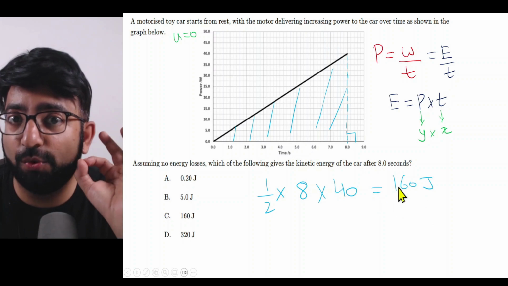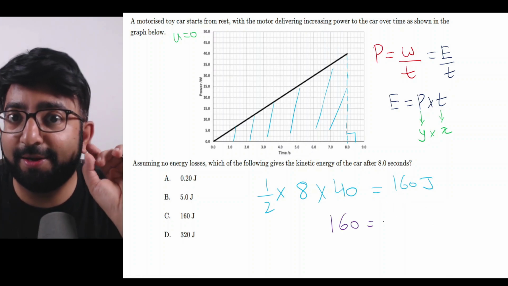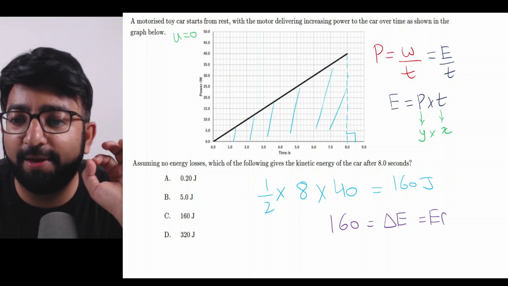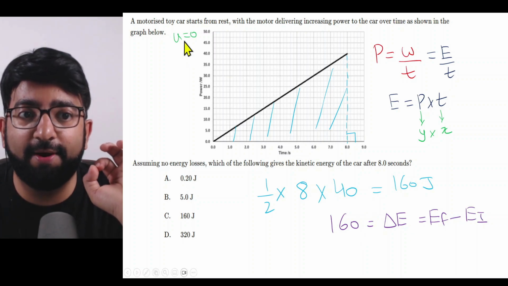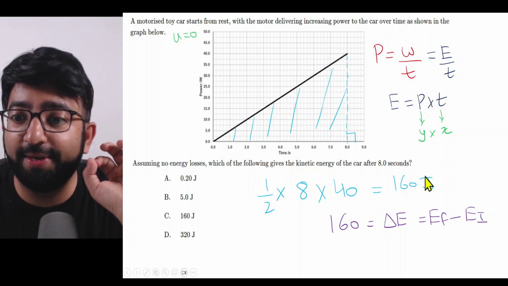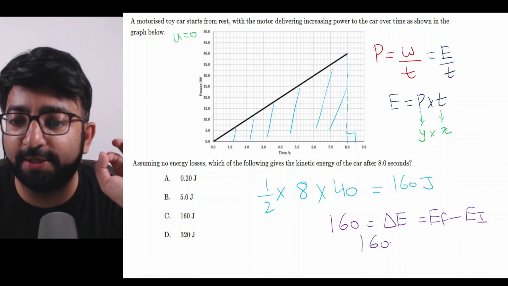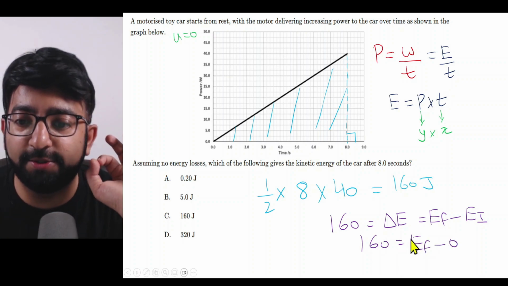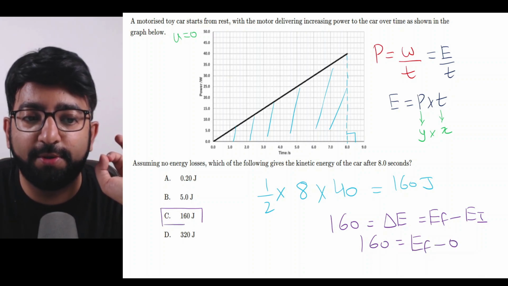So the 160 joules, which we have actually identified, is actually the change in the energy, which can be written as the final energy minus the initial energy. Now, the question has clearly specified that the car is starting from rest, so initial kinetic energy will be 0. And then we can write 160 is equal to final energy minus 0. So, final energy will come out as 160 joules, which is option C.